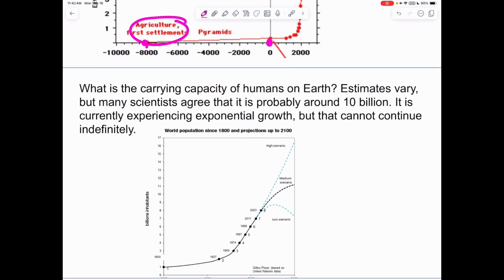What we have to remember, though, is that we are a species too, and every single species has a carrying capacity. So the question is, what is our carrying capacity of Earth? So far, many scientists have disagreed on this. They think that maybe it's going to be around 10 billion because we're currently experiencing this exponential growth, and eventually we're going to overshoot our carrying capacity, and there will be a dieback.